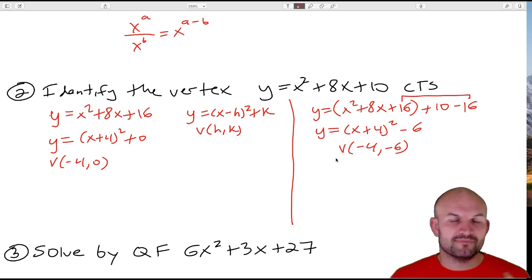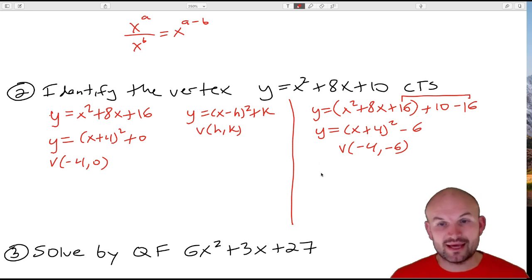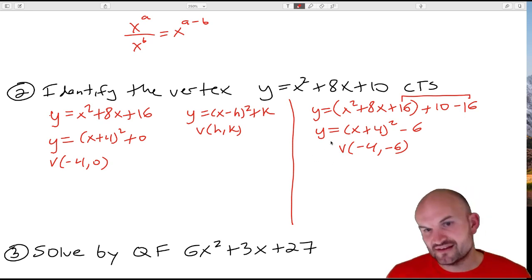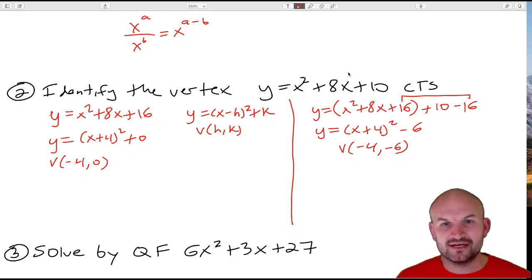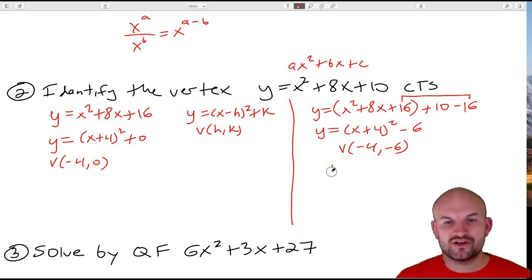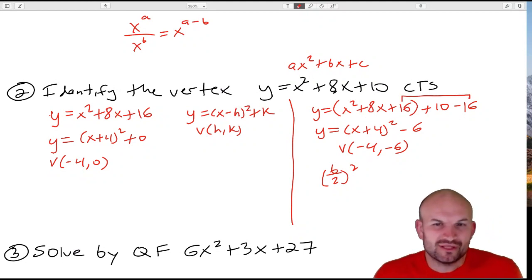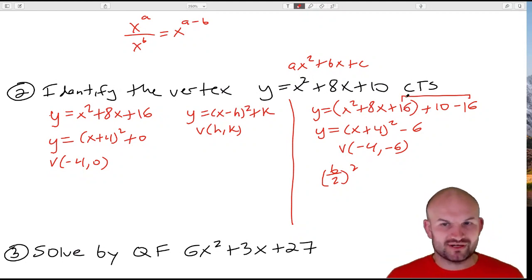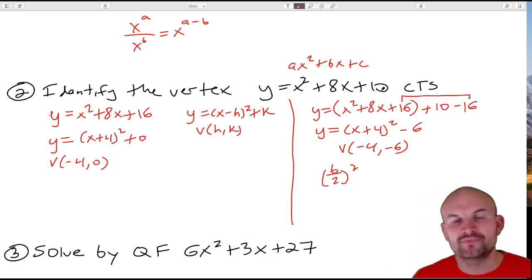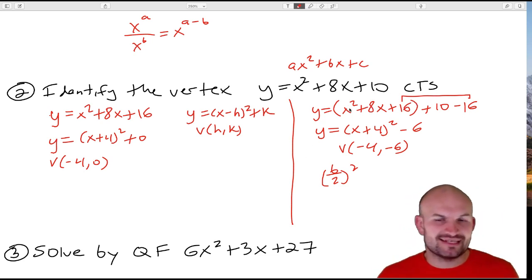So not something that I really teach that way, but hopefully for this live stream, that gives you a little bit of an idea. You could also use the ax squared plus bx plus c. So therefore, b divided by 2 squared, and that's the number you add inside. But if you already know what the perfect square trinomial is, like 8 divided by 2 is 4, 4 squared is 16, that's what you add and subtract inside of there anyway. So hopefully that helped.